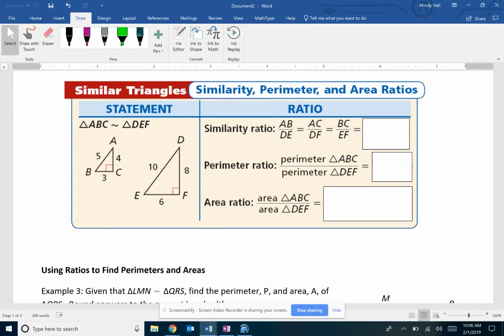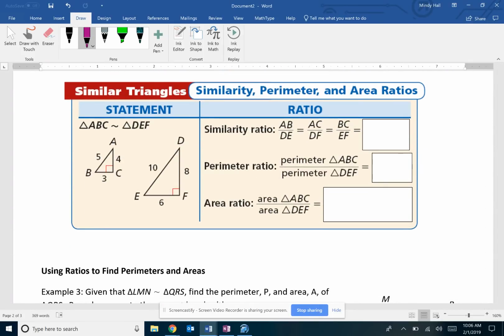So the next part to this is understanding how the similarity ratio compares to the perimeter ratio and the area ratio of similar shapes. So we were given that triangle ABC is similar to triangle DEF, and we were also given all the side lengths. So first, to get the similarity ratio, they tell us they want AB over DE. So AB is 5 and DE is 10. So 5 over 10 would simplify to 1/2. And that would be our actual similarity ratio.